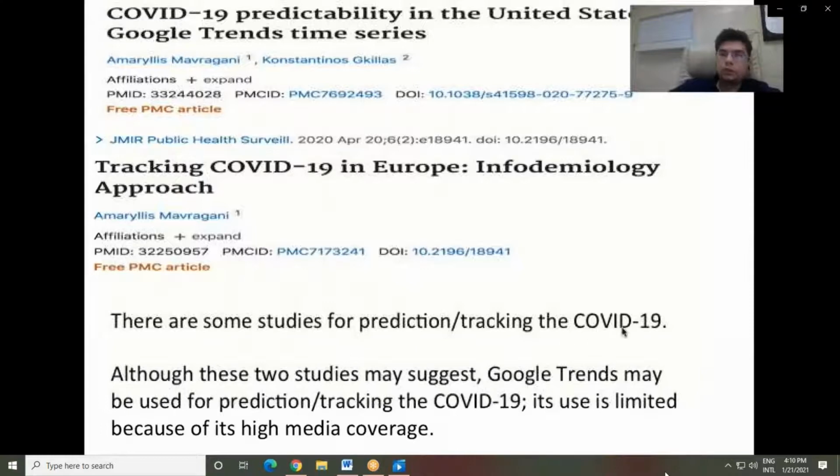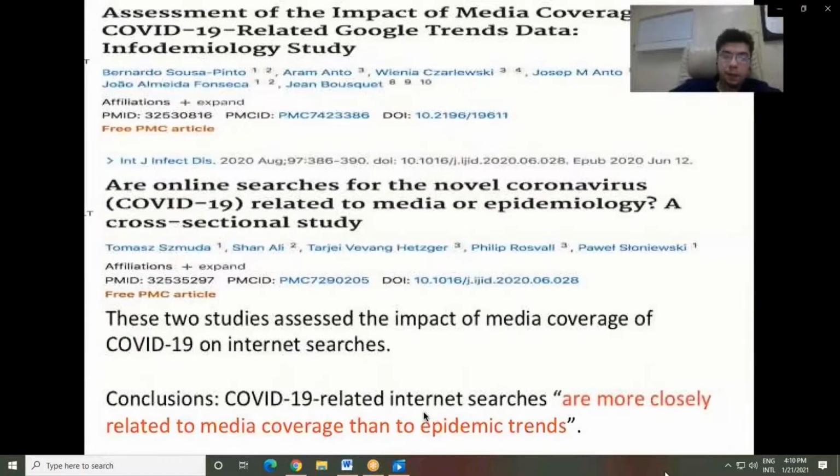There are also some studies for predicting or tracking COVID-19. These two studies suggest that Google Trends may be used for prediction or tracking of COVID-19. But probably its use is limited because of its high media coverage. In fact, there were two studies conducted to actually assess the exact impact of media coverage of COVID-19 on internet searches. They found that COVID-19 related internet searches are more closely related to media coverage than to actual epidemic trends.